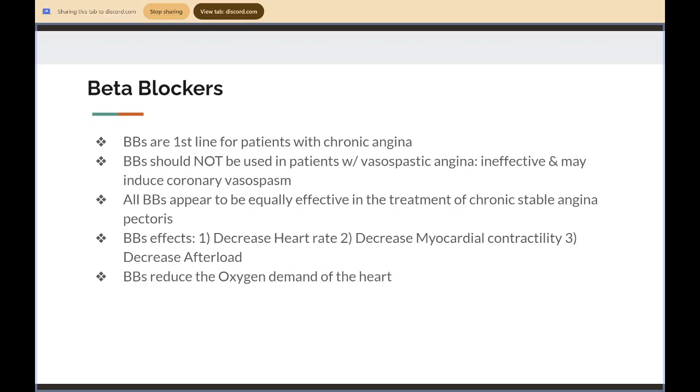So beta blockers are the first line for patients with chronic angina. They are not indicated in vasospastic angina, and in fact, they can induce coronary vasospasm. All beta blockers appear to be equally effective for chronic angina. Their effects are that they decrease heart rate, decrease myocardial contractility, and decrease afterload. Beta blockers overall reduce the oxygen demand of the heart.